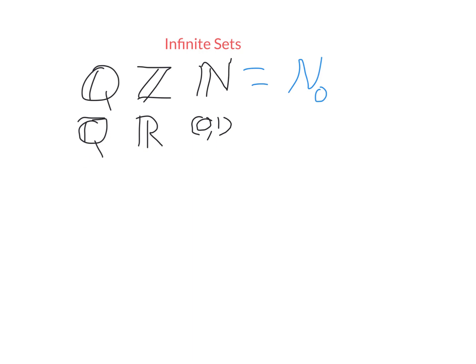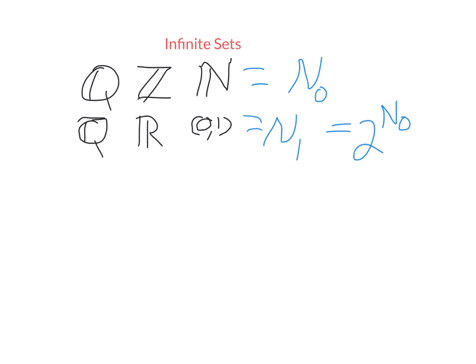So these 3 sets have more elements. They're also infinite sets, but they're said to have a higher level of infinite number of elements. Each of these is said to have cardinality aleph 1, which is actually just 2 to the power of aleph naught. These 3 sets are said to have the same number of elements as the power set of each of these. So it is a tricky concept to wrap your head around.